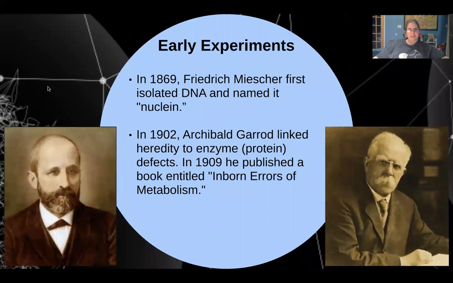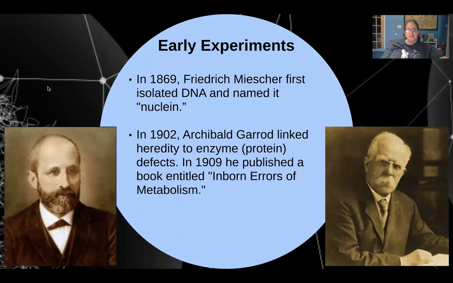So, some early experiments. Let's start in 1869, when Friedrich Miescher first isolated DNA and named it nuclein. At this time, people didn't know what the genetic source was, what molecule is passed on with our code to make us how we are. When he first isolated this nuclein, he didn't know that it was a genetic code, but he recognized that it was a new macromolecule that had not been found before, but is present in cells.